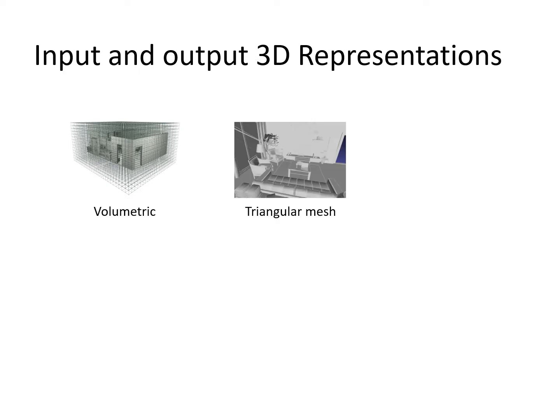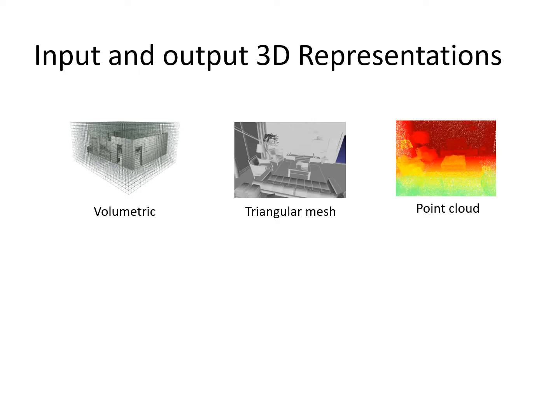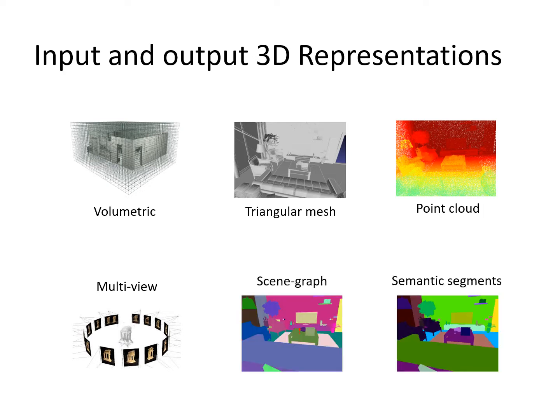In fact, for a single 3D model, there exist many possible representations such as volumetric implicit representation, triangular mesh, point cloud, multi-view representation, and high-level representations such as scene graph and semantic segments. None of them is universal for all the tasks, but all of them have benefits in certain tasks.